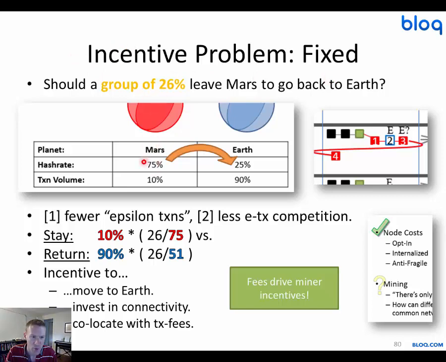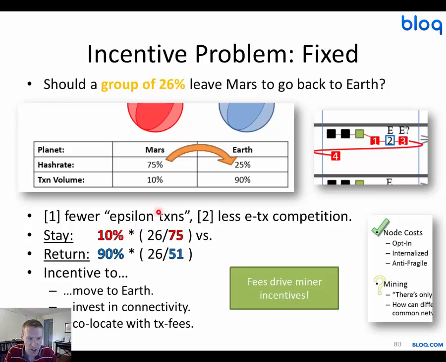So the question is, do you want to move from Mars to Earth? Well, currently, remember, you had these annoying episodes where you were getting empty blocks from Earth. And it wasn't until later, when the messages made it across, that you could include them in your own blocks and earn the transaction fee revenue from them. So you couldn't harvest those transactions until they got to you from Earth.